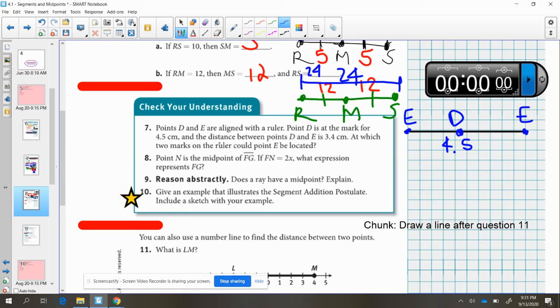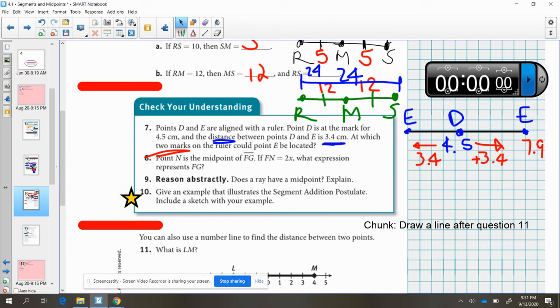Well, if the distance between them is 3.4, what that means is we could be going 3.4 units to the right, or we could be going 3.4 units to the left. So the 2 possible locations are 4.5 plus 3.4, which is 7.9, or 3.4 to the left, aka subtracted from 4.5, which would leave us at 1.1.